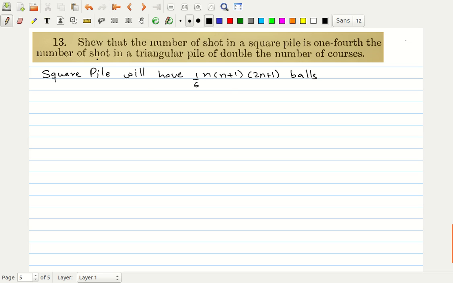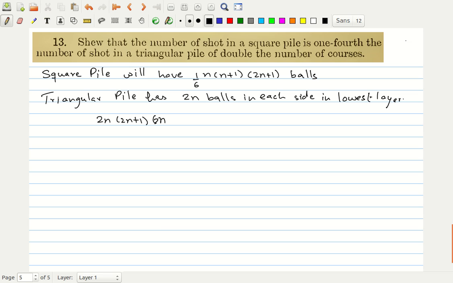Now they are saying that you consider a triangular pile of double the number of courses, right? So now the triangular pile has 2n balls on each side in the lowest layer. So what will be the total number of balls? That will be simply 2n times 2n plus 1 times 2n plus 2 times 1 by 6, right? I am simply using the formula n times n plus 1 times n plus 2, but because the number of balls in the lowest layer is 2n, it will become 2n, 2n plus 1 and 2n plus 2.